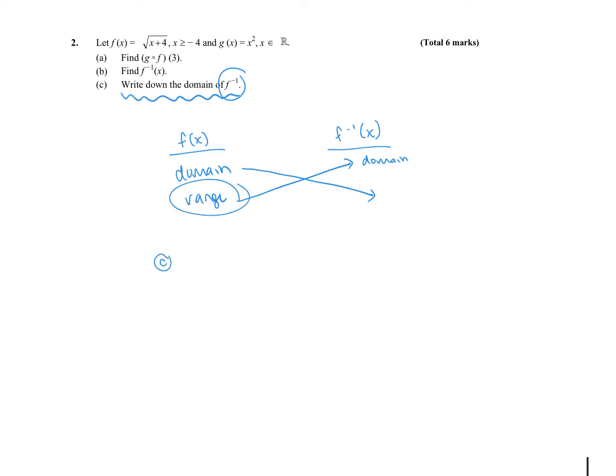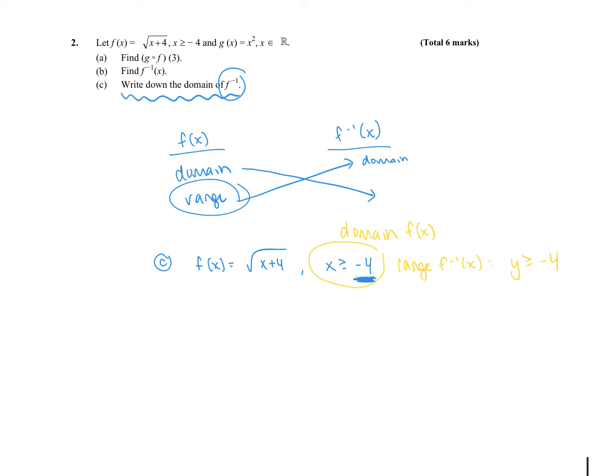And they told us that the original function f of x is the square root of x plus 4, and x is greater than or equal to negative 4. This right here is the domain of the original, and therefore it's the range of the inverse. The range of the inverse would be y is greater than or equal to negative 4. Okay, so basically we need to look for the range of the original.